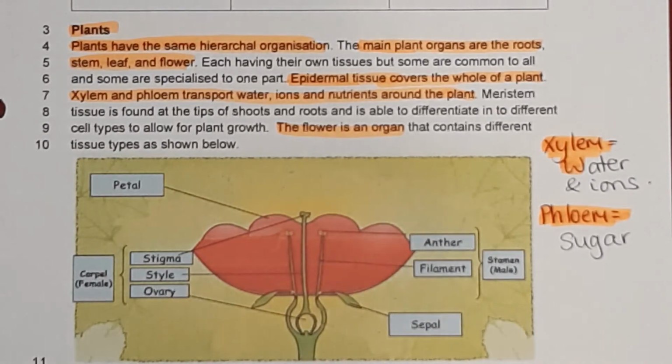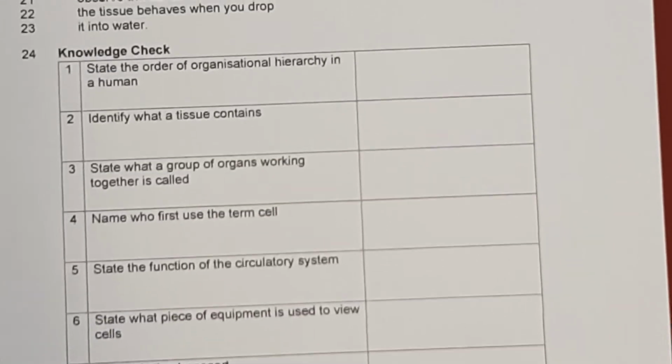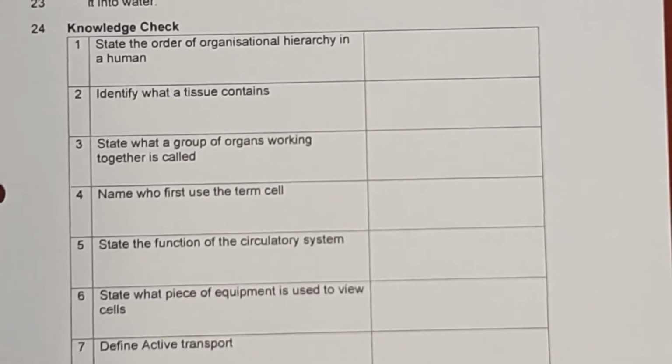Okay, so we're going to have a look at the next page, page 11. Now there's a practical activity that obviously we can't do here because quite simply we're not able to do a dissection of the lungs at home. So what we're going to move on to now is the knowledge check. I'd like you to pause the video and have a go at the knowledge check, please. Some of these are questions from this lesson and some are from previous lessons. So have a go, see how you do, and we'll mark it together. So pause the video whilst you do that, please.